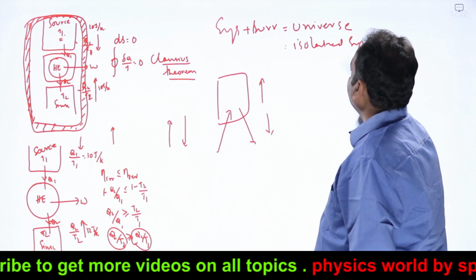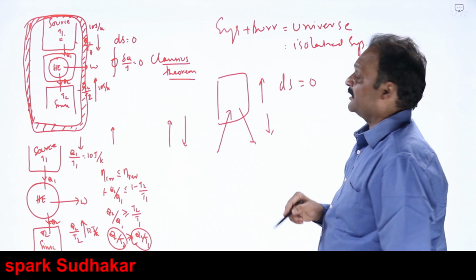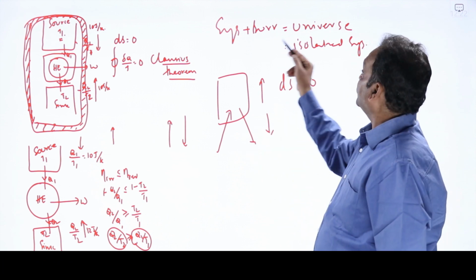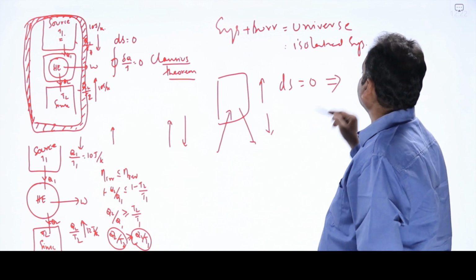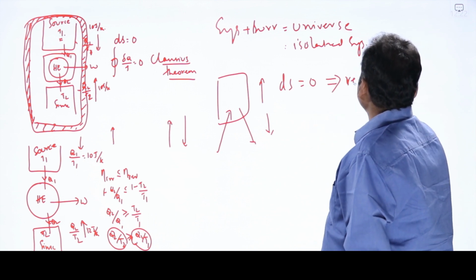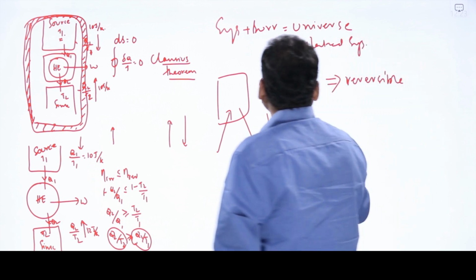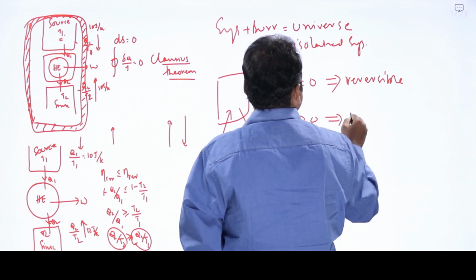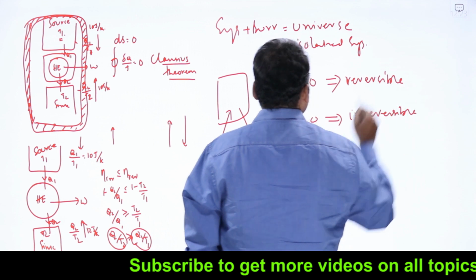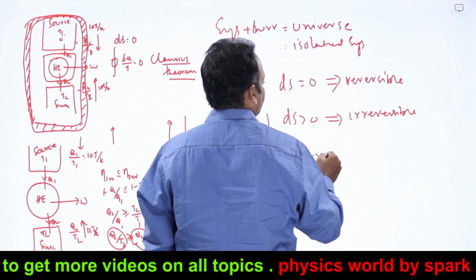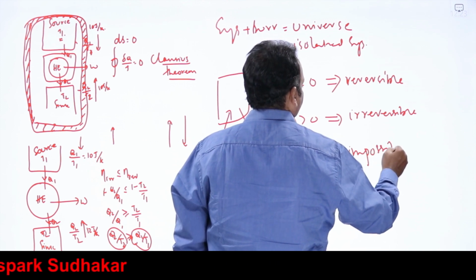Now, if the change in entropy dS is equal to 0, what type of process is it? For the system plus surroundings, or the universe, or an isolated system, dS equal to 0 implies the process is a reversible process. dS greater than 0 implies that the process is an irreversible process. dS less than 0 never happens. That is, dS less than 0 is impossible.